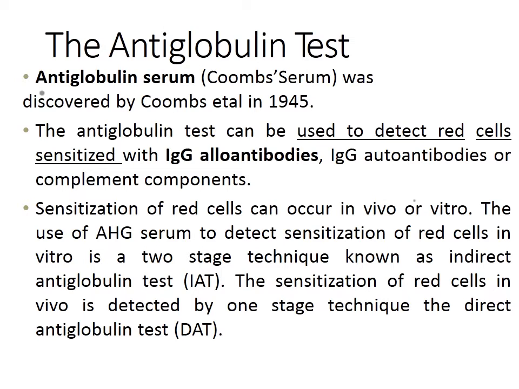The use of AHG serum to detect sensitization of red cells in vitro is a two-stage technique known as indirect antiglobulin test. The sensitization of red cells in vivo is detected by one-stage technique, the direct antiglobulin test, which is known as DAT.